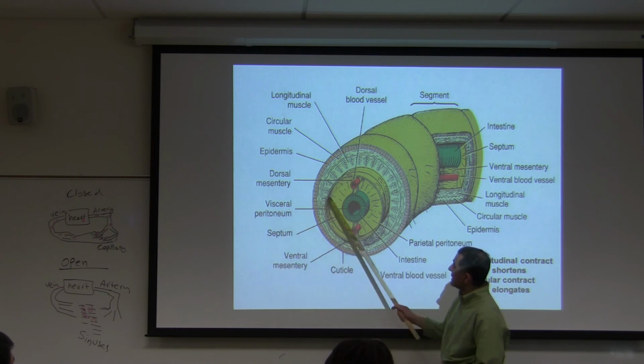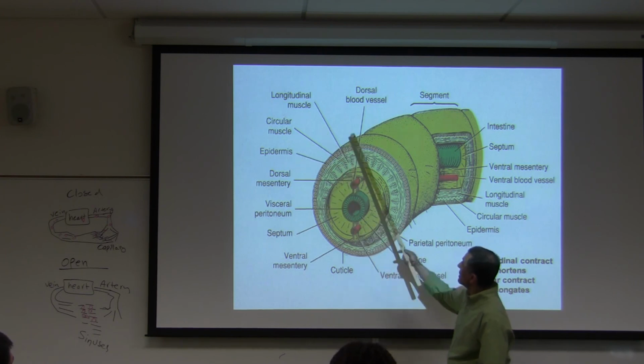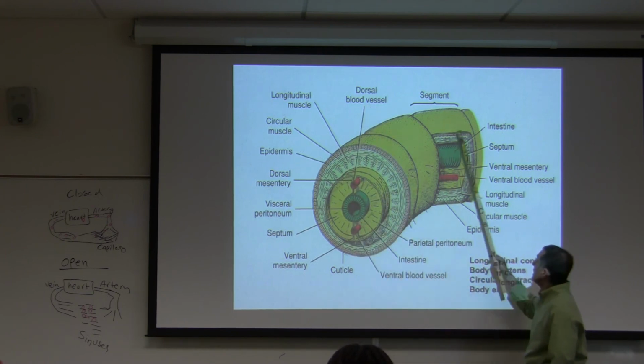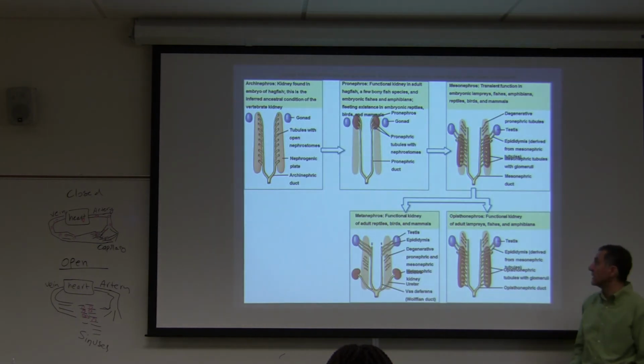Visceral peritoneum, yes, you will see peritoneum in there. Dorsal mesentery, don't worry about that. Epidermis, circular muscles, longitudinal muscles, dorsal blood vessels, segment. Everything in there, this is explaining the peristalsis. Longitudinal muscles contract, the body shortens; circular muscles contract, the body elongates.